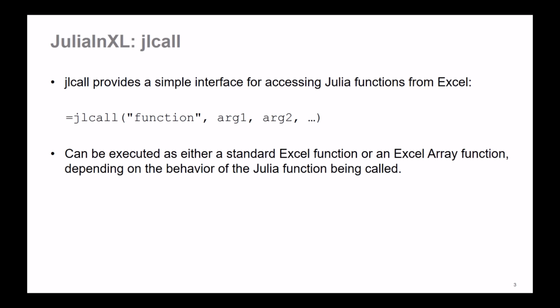The primary interface between Julia and Excel is the jlcall function that is made available within Excel. jlcall provides an API for calling a Julia function and passing its associated arguments. Those arguments can be either direct arguments, such as floating point numbers or strings, or cell references to existing cells or cell ranges within your spreadsheet. jlcall supports executing functions as either standard Excel functions that return a single scalar value to a given cell, or Excel array functions for cases where the Julia function can return a vector or matrix of values.